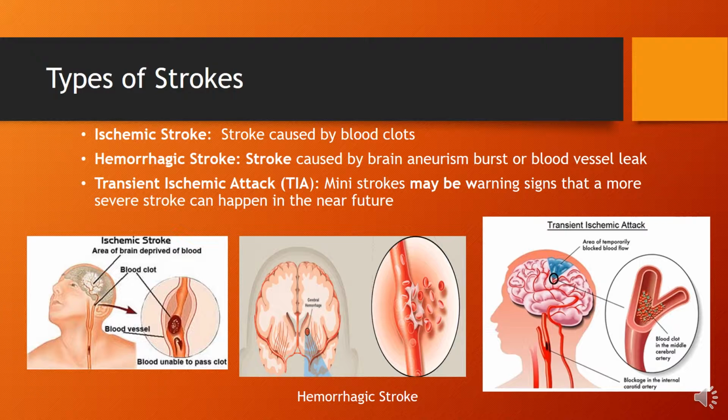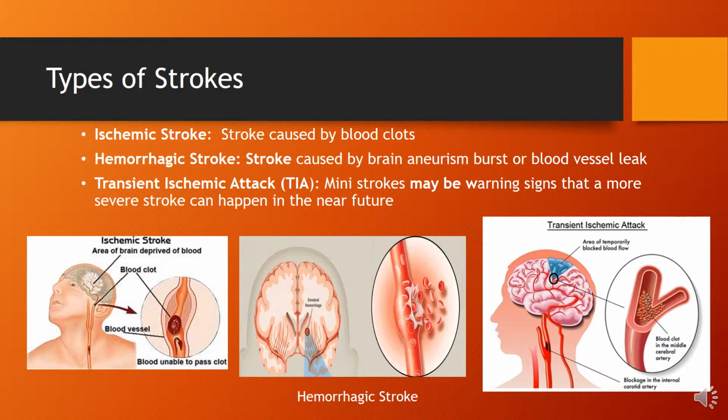One type of stroke is called ischemic stroke. This type of stroke occurs when an artery in the brain or to the brain is blocked by a blood clot. Therefore, blood cannot pass through and feed brain cells with oxygen and nutrients, and as a result, the brain cells die. This is a more common type of stroke among patients. About 85% of strokes are ischemic.